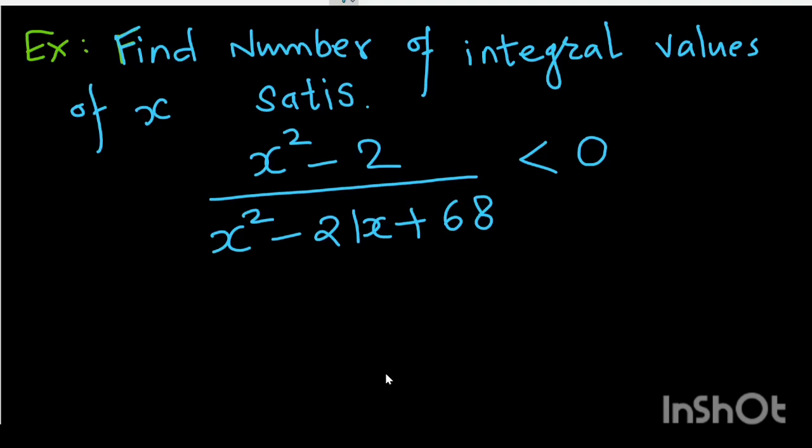So guys, try this question. We have to find the number of integral values of x. It means all those integers which satisfy the inequality (x² − 2) upon (x² − 21x + 68) less than 0. The total number of integral values is what we have to calculate. So how do we do this, guys?